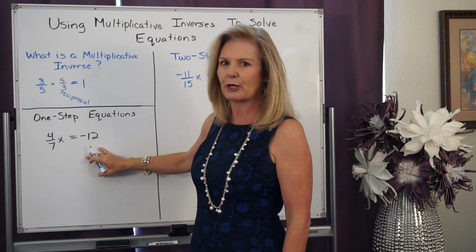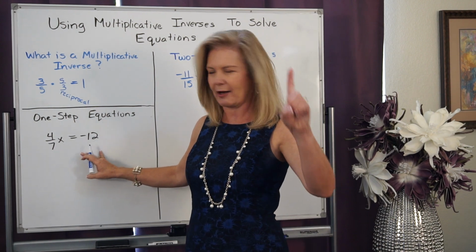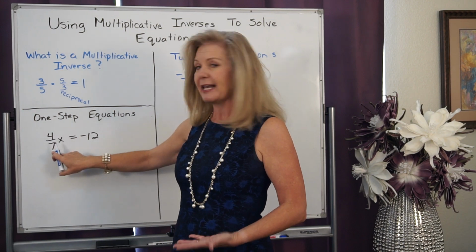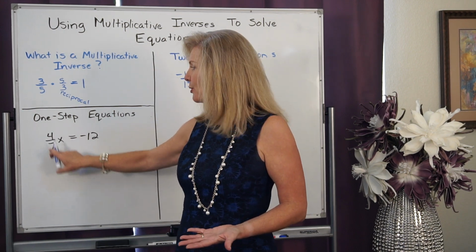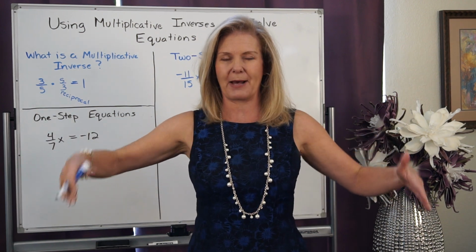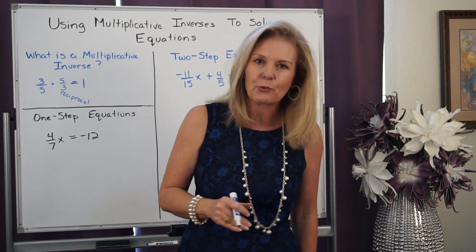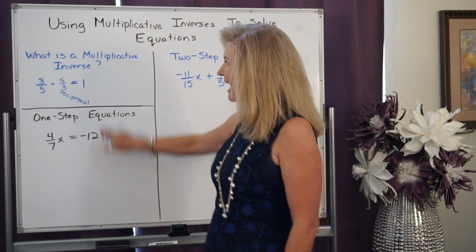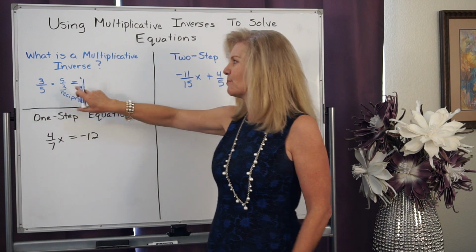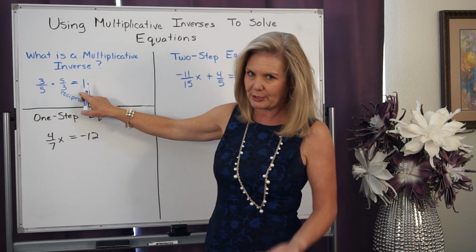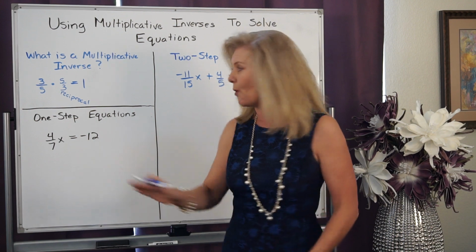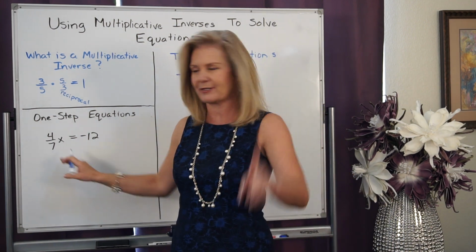So let's take a look at a one-step equation. It has one operation. Well, I have this equation and I have attached to the variable 4/7. I know I need to get the variable by itself. That means I need to get rid of 4/7. And I know that anytime I multiply a fraction by its multiplicative inverse or its reciprocal, it equals 1. And that coefficient of 1 is what I want with my x, because I want one of those x's.